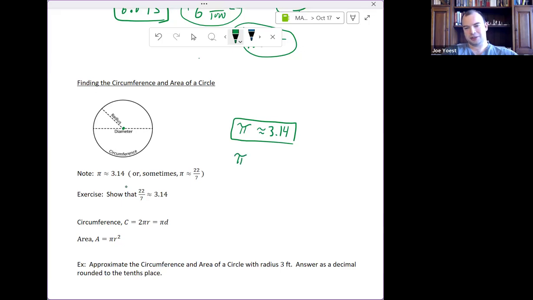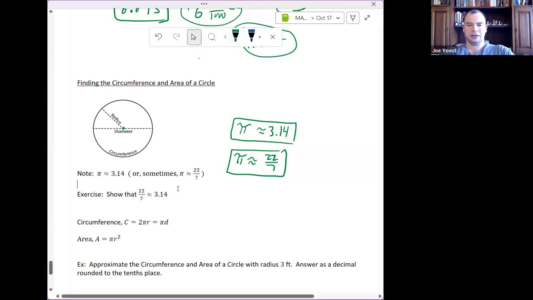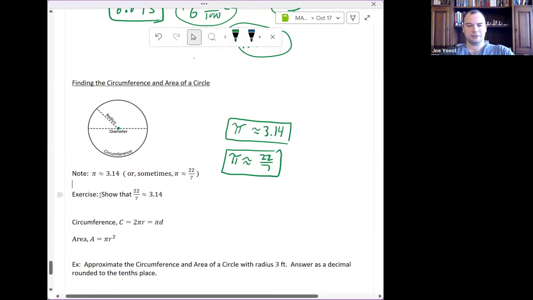Note also that pi is approximately 22 over 7. That's another approximation for pi. It's a fraction that has a numerator and denominator that are fairly small numbers, and it also gives a result that's fairly close to the actual value of pi.